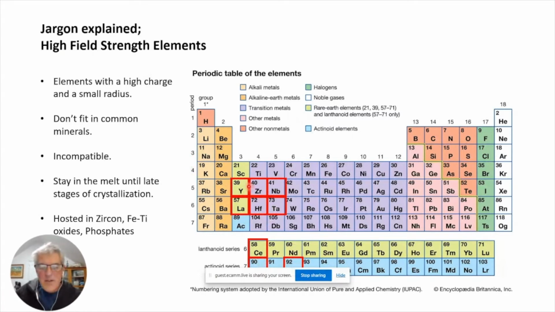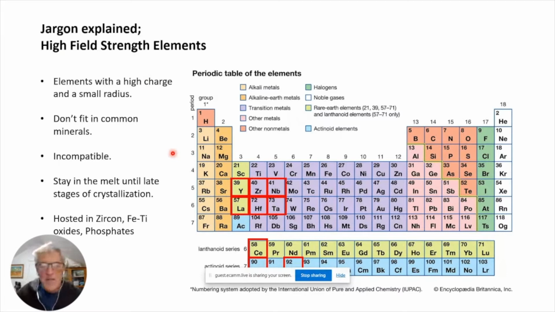These are all elements that have an ionic charge of +3 or +4, or +5 in the case of niobium and tantalum. Because they have a high charge, they have a really small ionic radius, and that means that they do not fit into common minerals. So these are elements that we would refer to as incompatible elements.